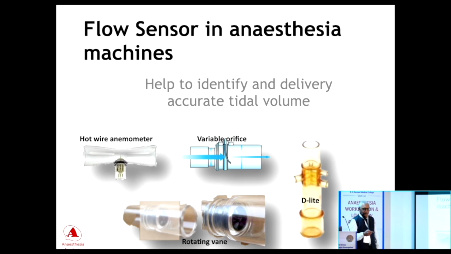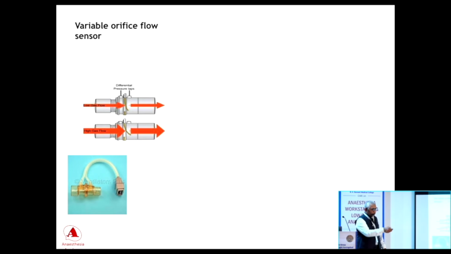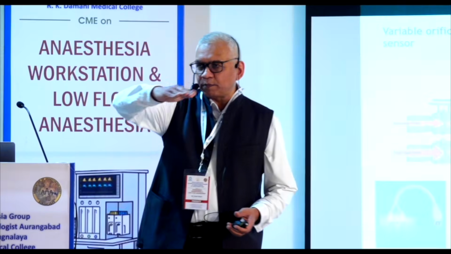Now flow sensors. These are the flow sensors which are used in our anesthesia machines. Variable orifice. This machine, and most of the bellows machines, have a variable orifice type of flow sensor. Variable orifice flow sensor means there are two tubes coming out from here and this is a flap. Now what will happen when the flow passes is that the flap is raised.